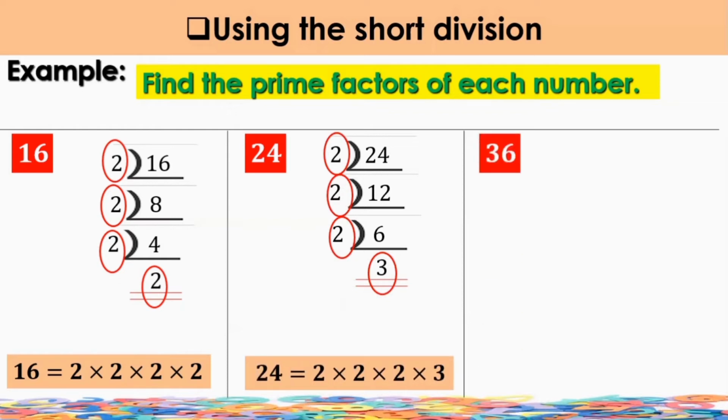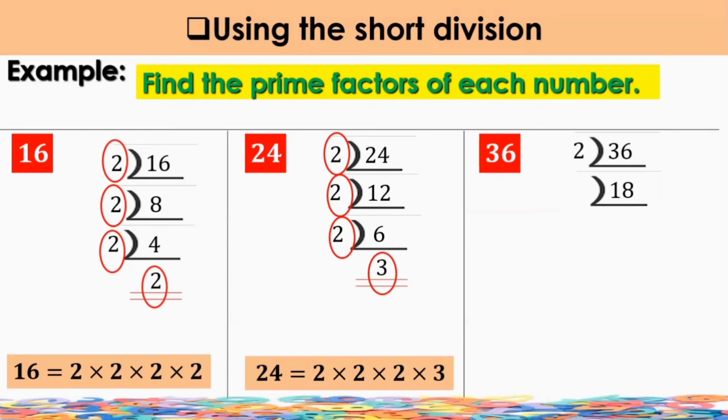Another one for number 36. 36 divided by a number, and that number should be the smallest factor of 36 that is a prime number, which when divided from 36 leaves no remainder. What is that number? 2. 36 divided by 2 is equal to 18. And we all know 18 is a composite number. So let's continue the process.